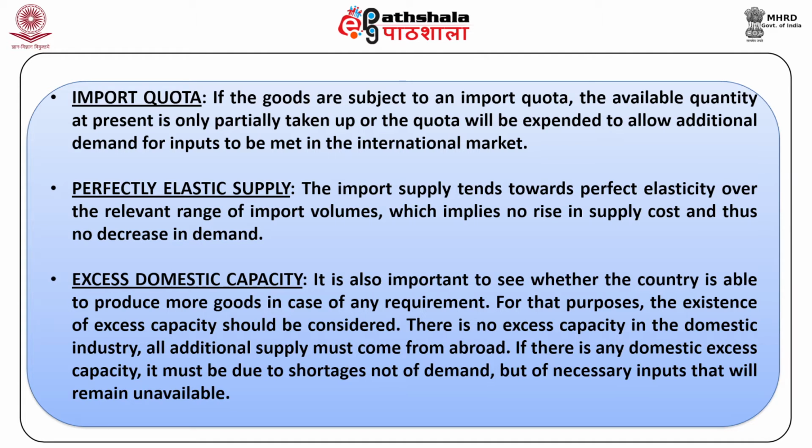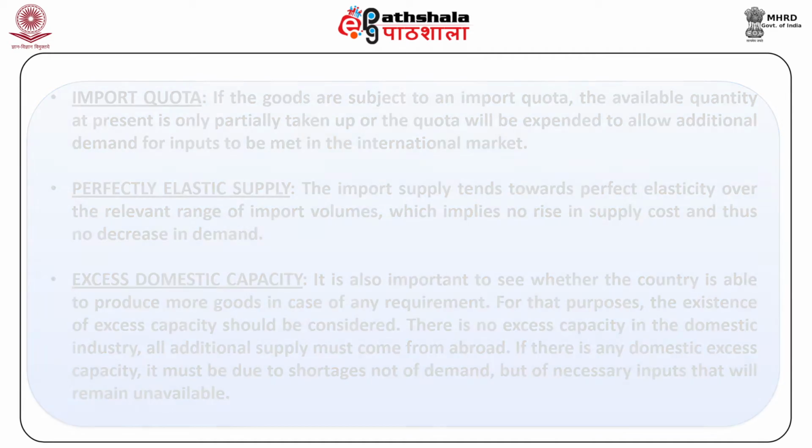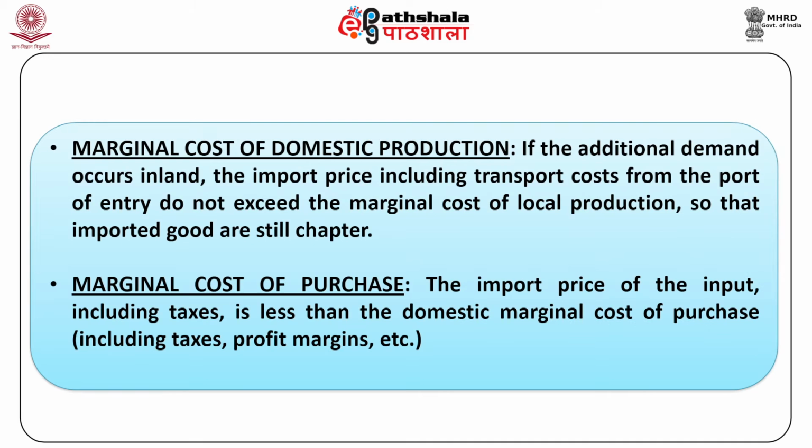If there is any domestic excess capacity, it must be due to shortages not of demand but of necessary inputs that will remain unavailable. Fourth is the marginal cost of the domestic production. If the additional demand occurs inland, the import price including the transport cost from the port of entry does not exceed the marginal cost of the local production, so that imported goods are still cheaper.